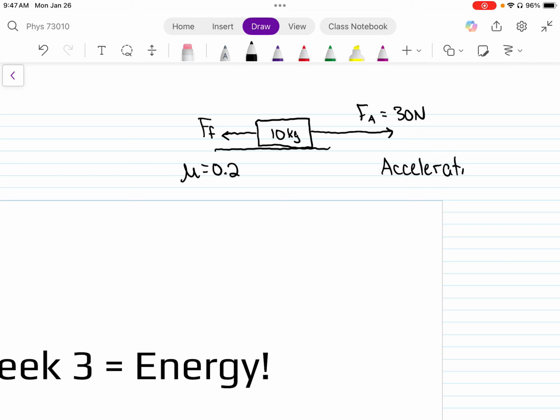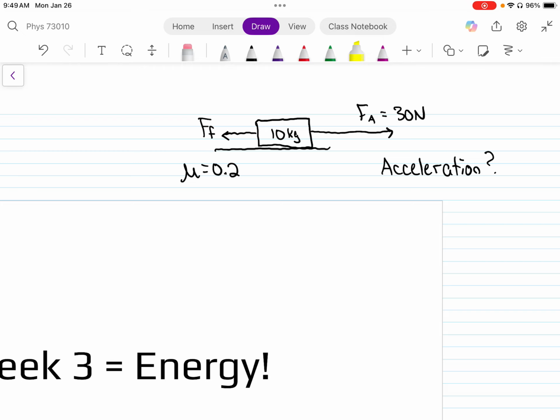If this were an assignment or a quiz question, I would do a lot of typing, but just out loud: we've got this 10-kilogram thing. You're pulling it forward with a force of 30. There's a backwards force of friction because there's a coefficient of friction of 0.2. And I want you to figure out the acceleration of this thing.